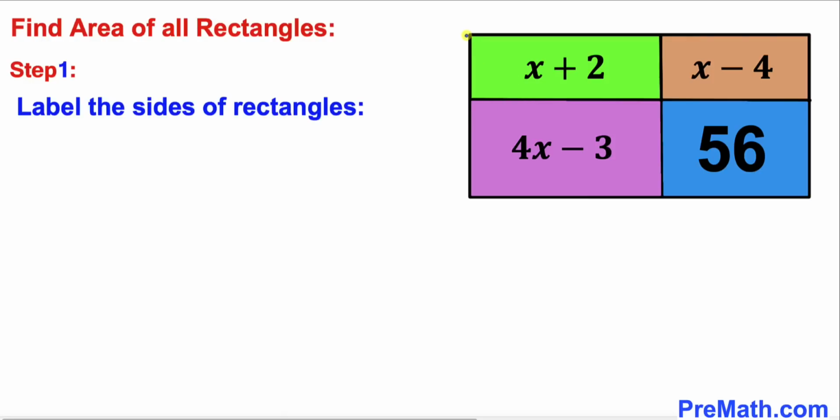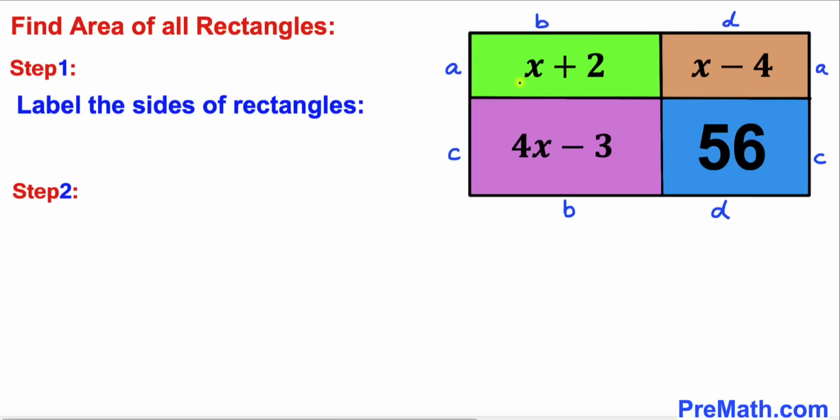Let me call this side of this green rectangle A. This side I am going to call B. Then this side length is going to be A, and this side length is going to be B as well. Now let me call this side length C, and this side length D. Then this side length is going to be C, and this side length is going to be D as well. And here's our next step. Let's go ahead and calculate the area of these individual rectangles.